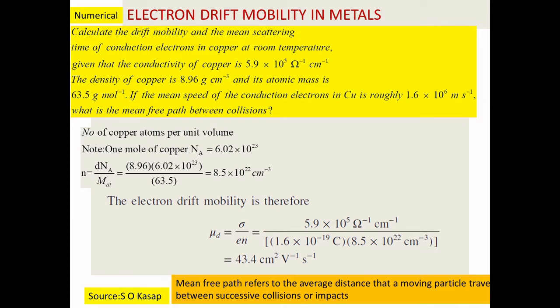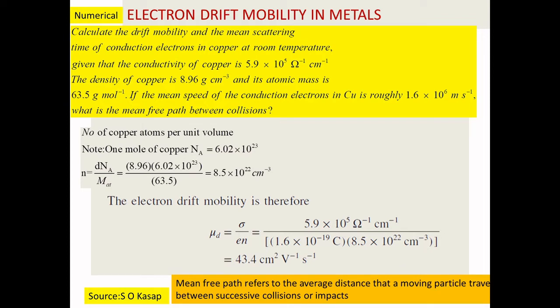The density of copper here is 8.96 and the atomic mass is 63.5. If the mean speed of a conduction electron in copper is roughly 1.6 × 10^6 meters per second, what is the mean free path between the collisions? So what is the question here? What is the mean free path between collisions?